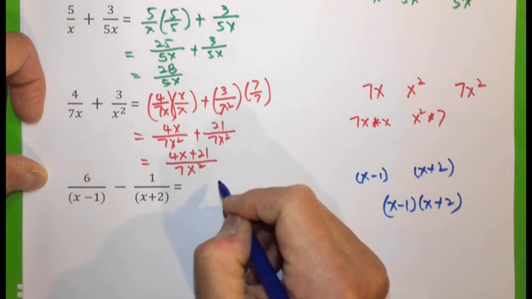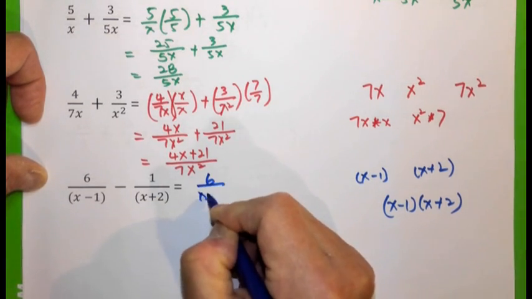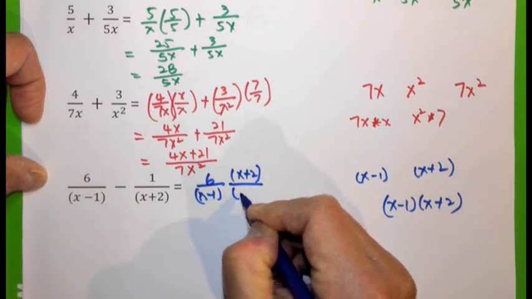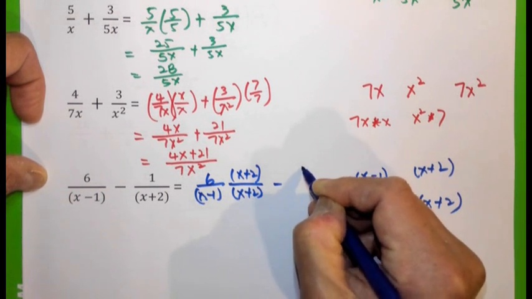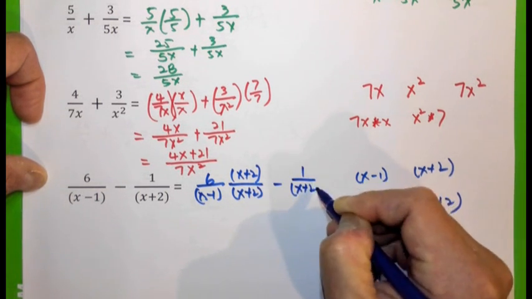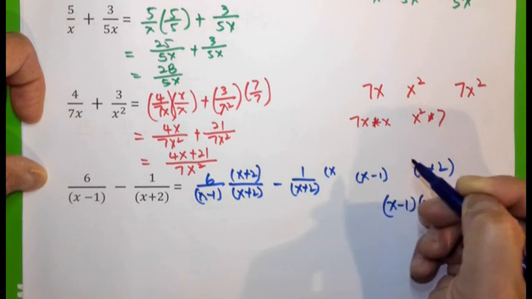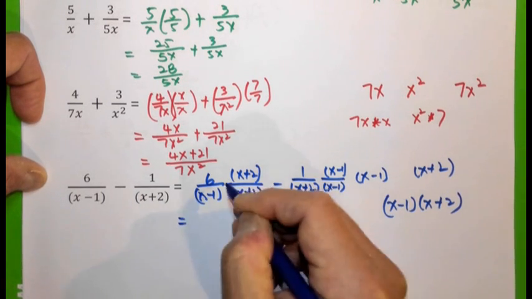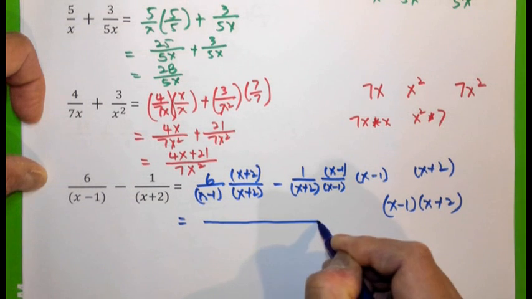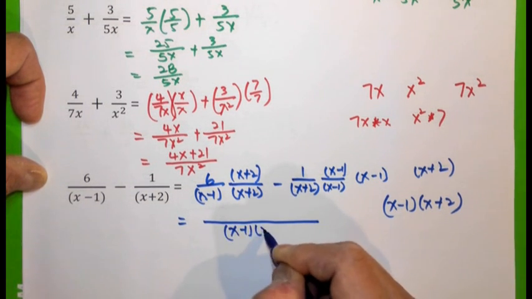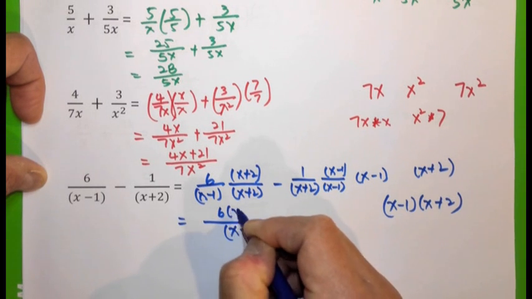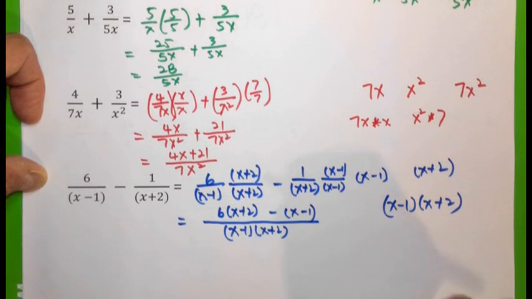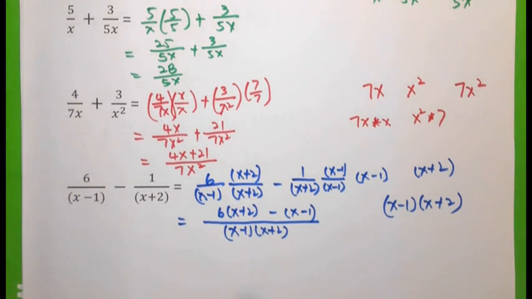Rewriting this, it equals 6 over x minus 1 times x plus 2 over x plus 2, minus 1 over x plus 2 times x minus 1 over x minus 1. Therefore, you have x minus 1, x plus 2 as the denominator, and 6 times x plus 2 minus x minus 1 on top. That's all. You leave it at that.